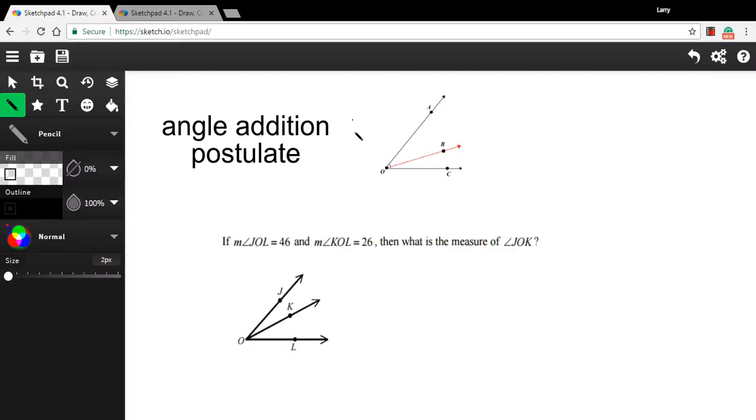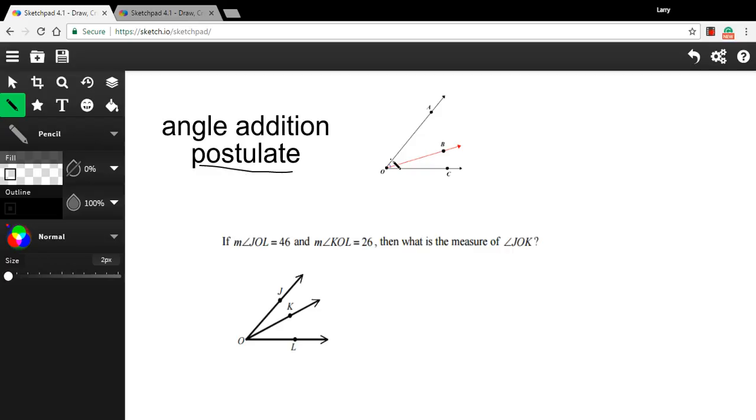Here we have some problems that have to do with something called the angle addition postulate. What's a postulate? Well, that's a word you don't see very often outside of high school geometry. A postulate is just a fancy word for something that is so obvious we can all agree it's true and not worry about having to prove it in any way.